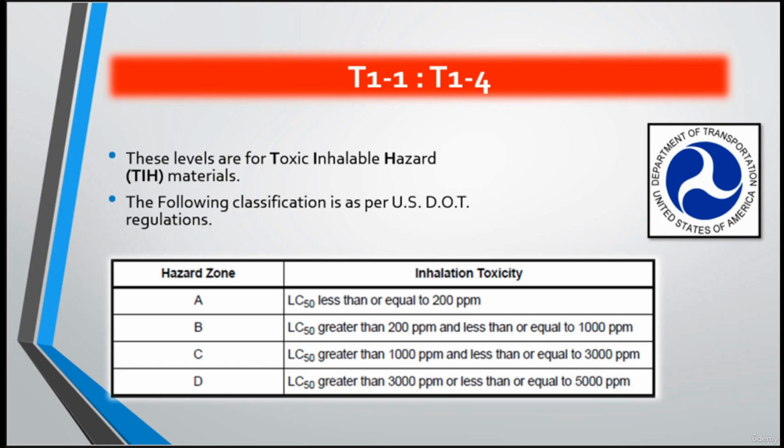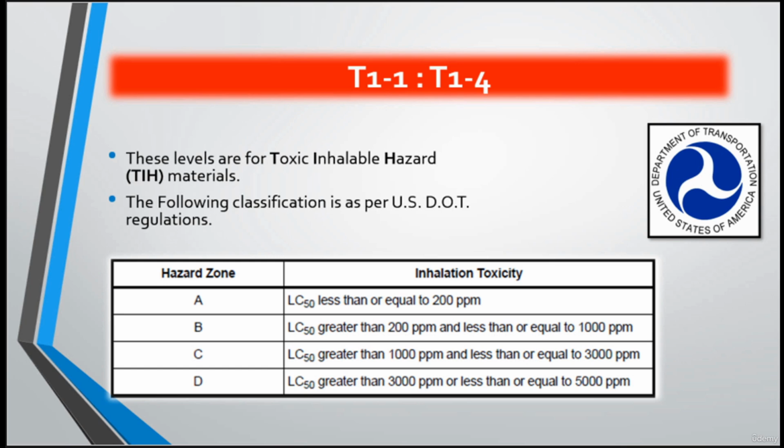The following classification that I'm going to show you, as you can see here, is as per the regulations of the Department of Transportation of the United States of America. Okay, so you have here the hazard zones A, B, C, D, and you will see that the difference here lies in the lethal concentration 50, or LC50 for short. Okay, so what is the LC50? The LC50 is the concentration of a material in air which, on the basis of lab tests, is expected to kill 50% of the group of test animals when administered as a single exposure, okay?